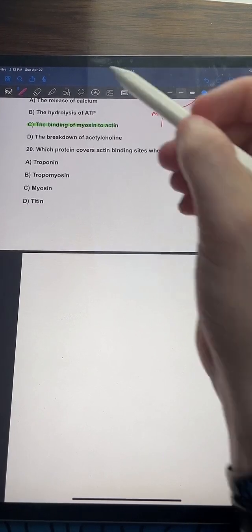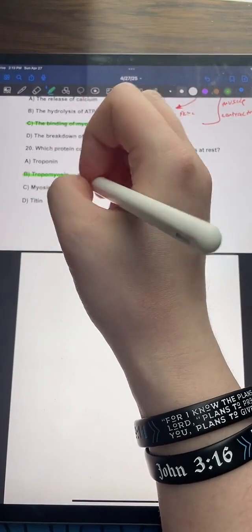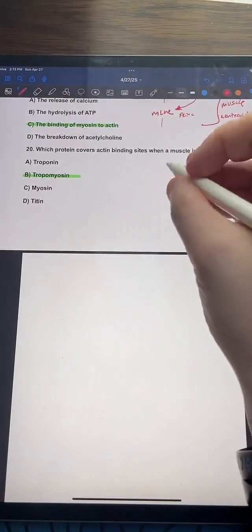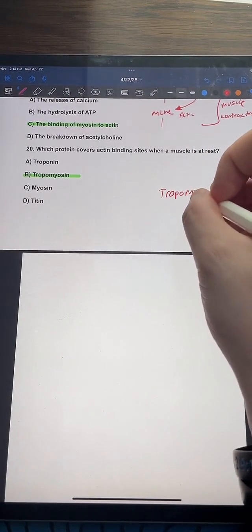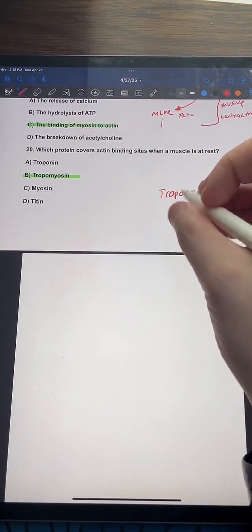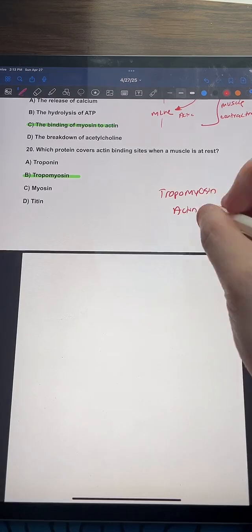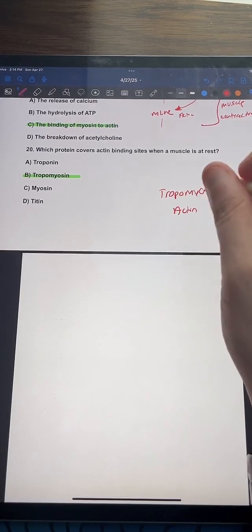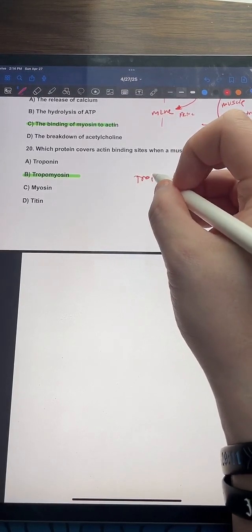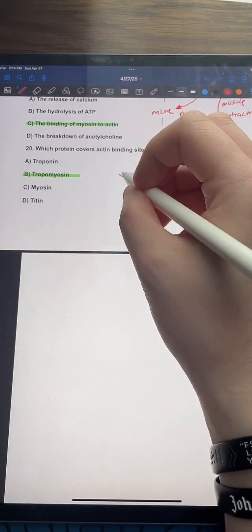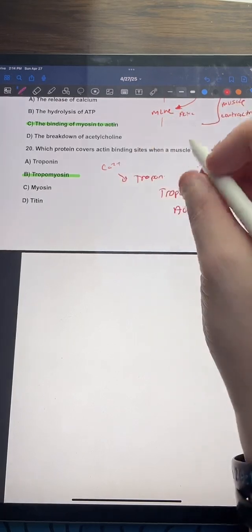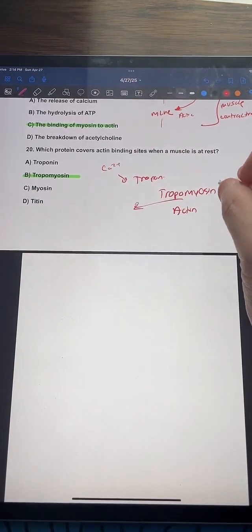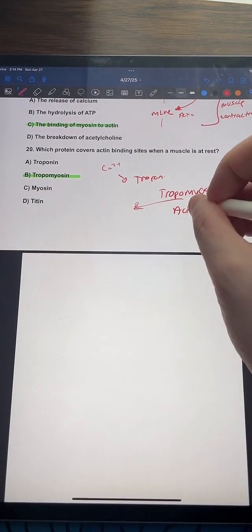The 20th answer is B. It is tropomyosin. Remember, we have tropomyosin that covers the actin binding site, or the active site, and it was troponin after it gets bound by calcium that moves it out of the way so that myosin can bind onto it.